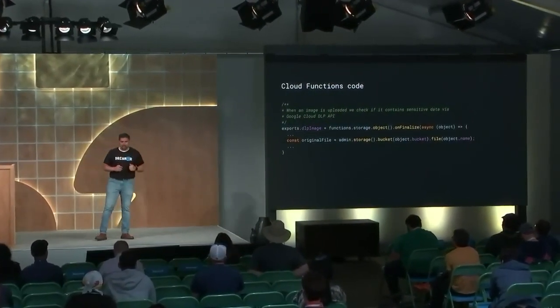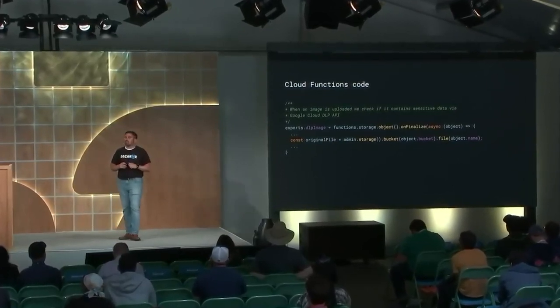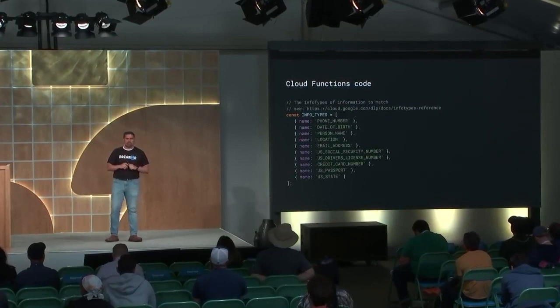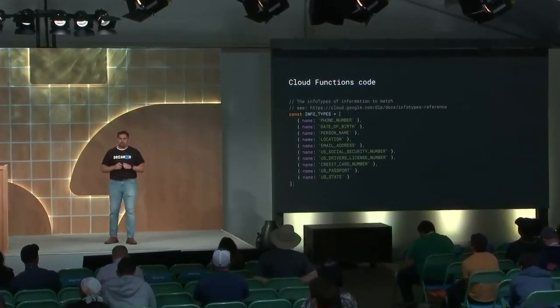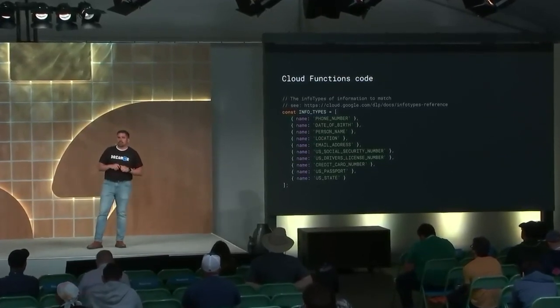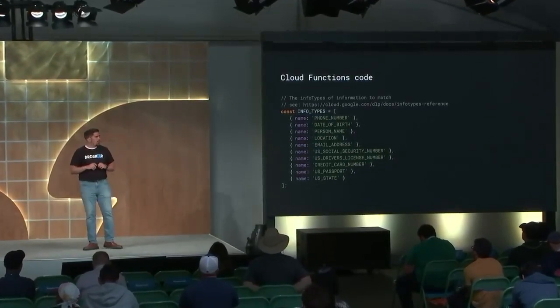So the most important part of the functions code is listening for that image upload to cloud storage. You can access that file and different data about that file, as you see here. Here are some of the different data types we'll be checking for in our app: phone number, date of birth, name, location, email address, ID and credit card numbers, etc.